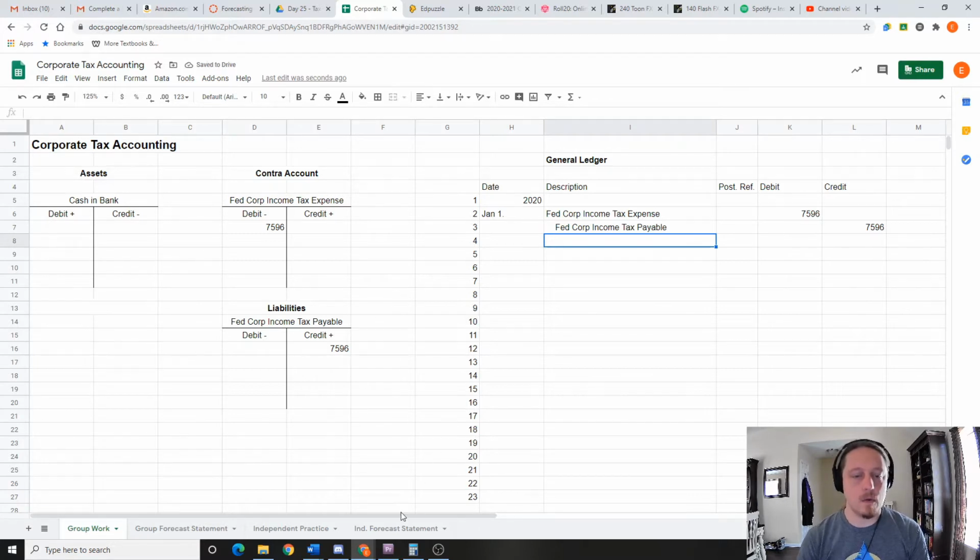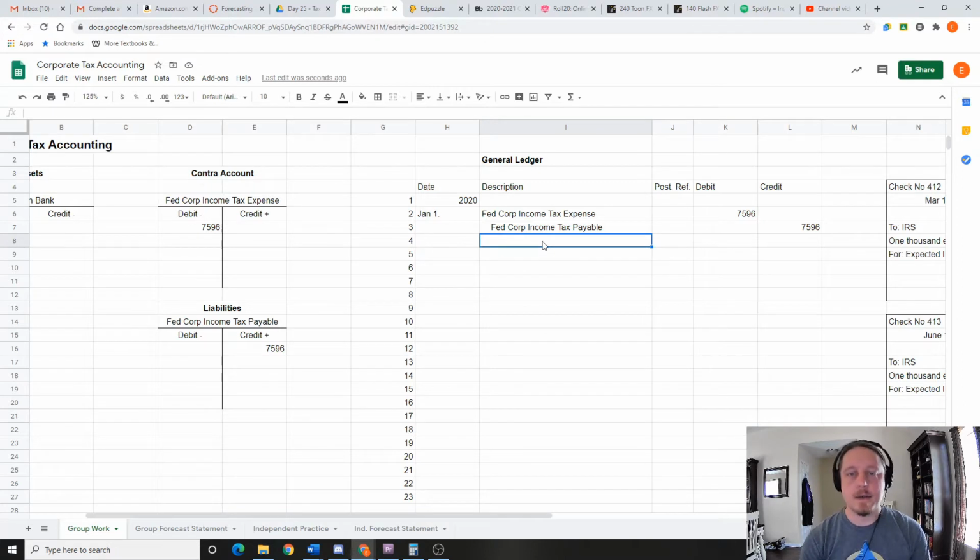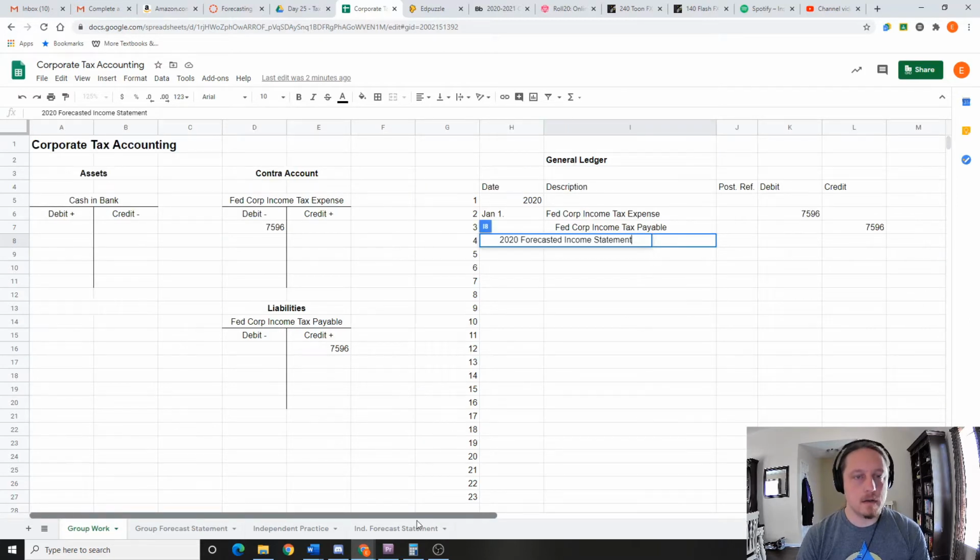And we have to write this down in some kind of notes or memorandum. Okay, so now we just need some kind of memo for this. So we're going to use the forecasted income statement as proof. So this would be the 2020 forecasted income statement. And there'd probably be an official memorandum, some kind of number, but for now that's what we're going to put. Okay. All right, so we have done that.